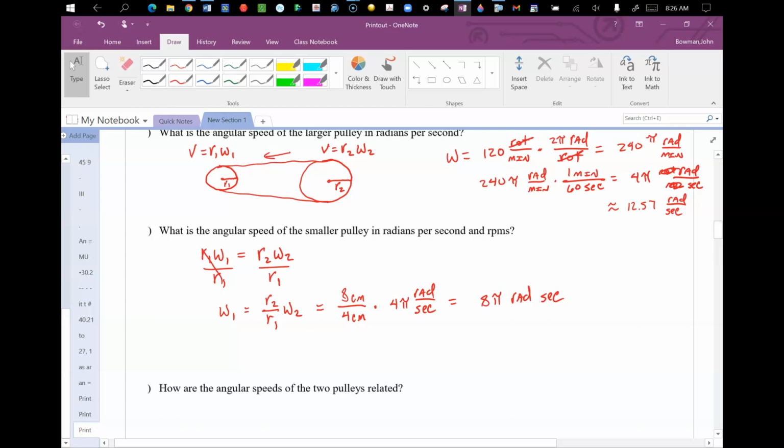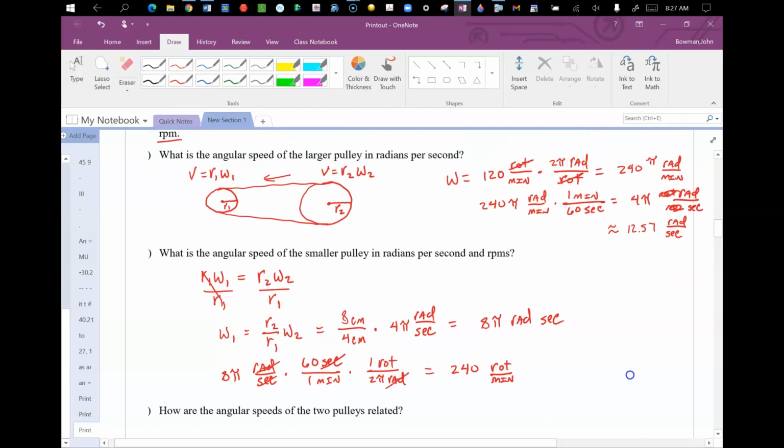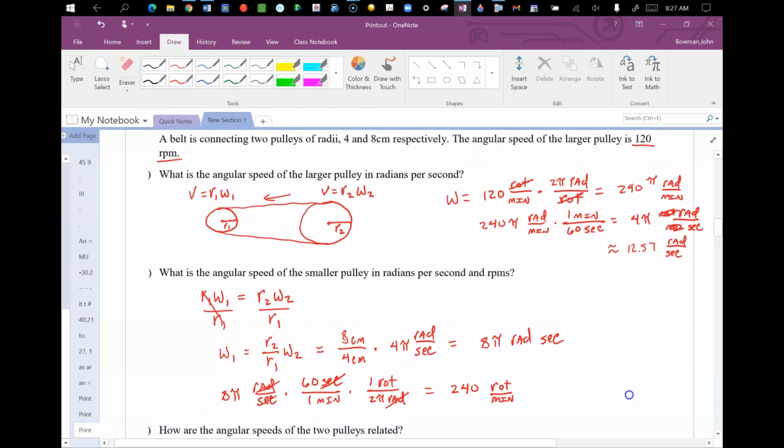And if we now want to convert that to RPMs, or rotations per minute, 8 pi radians per second times 60 seconds per 1 minute times 1 rotation for every 2 pi radians, and you'll notice that all the units cancel out except for rotations in minutes, and you can verify this, but this will be 240 RPMs, or rotations per minute, which you can see is twice the angular velocity of the larger pulley.